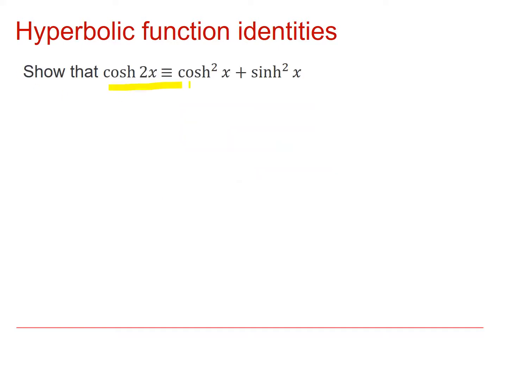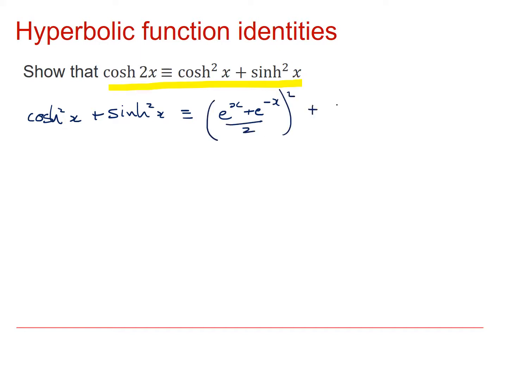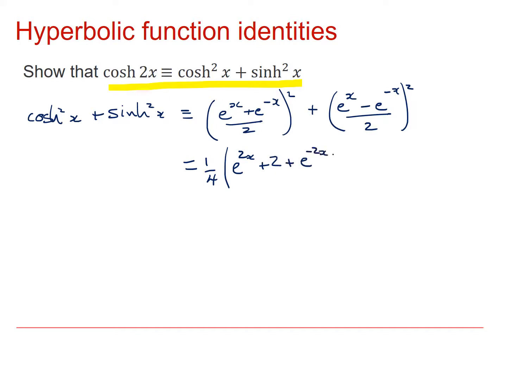Okay, let's have a look at this identity. Can I show that that is true? Well, if I start from the right-hand side, cosh squared x plus sinh squared x, and if I rewrite those in terms of e to the x, so I've got (e to the x plus e to the minus x over 2) all squared plus (e to the x minus e to the minus x over 2) all squared. Multiply that out, I get a quarter, just as before, e to the 2x plus 2 plus e to the minus 2x, and this is plus a quarter this time, e to the 2x minus 2 plus e to the minus 2x.